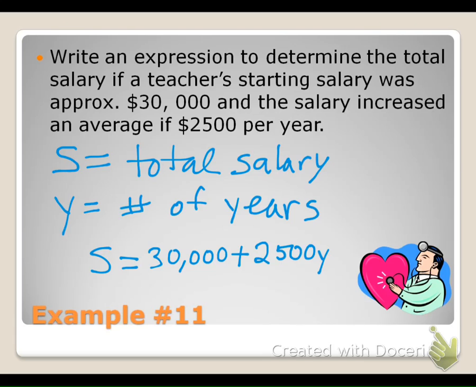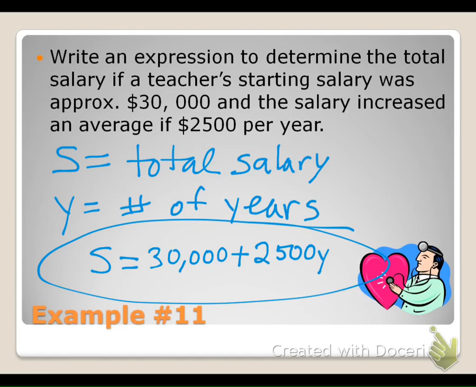Wonderful. If you want to write this in slope-intercept form, you could do S equals, put the Y term in front, 2,500 Y plus 30,000. If you want to leave it like this, perfectly fine with me. Any questions on this?